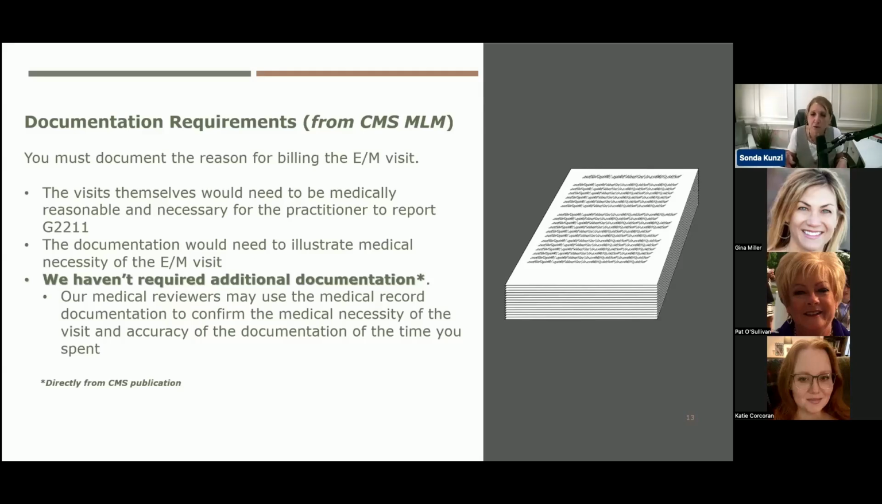And that is our usual documentation that we look at E&Ms to say, yes, this was medically necessary or not, or wasn't documented appropriately or not. But the crux of the E&M needs to be medically necessary. And then the documentation also kind of weighs in there. Now, here's exact words from CMS. We haven't required additional documentation. Now, I'm going to tell you, being the compliance queen that I am, I'm not going to rest on that.